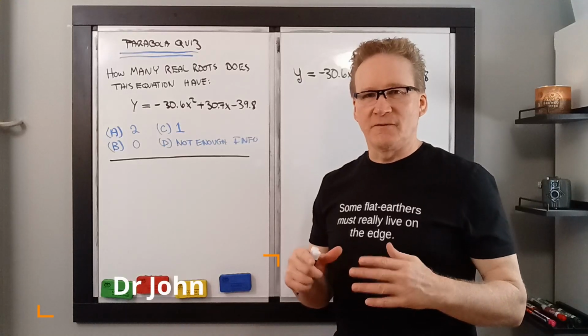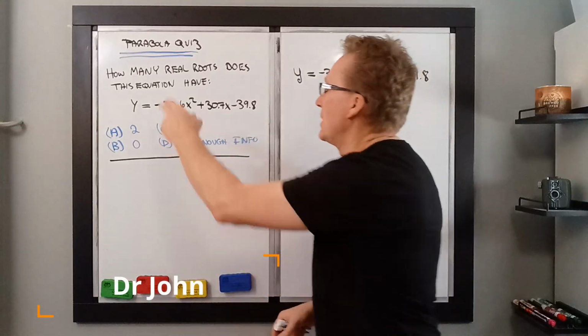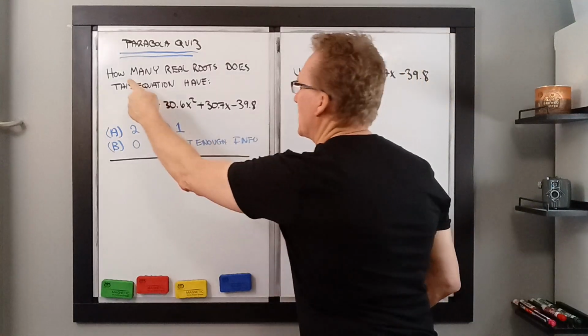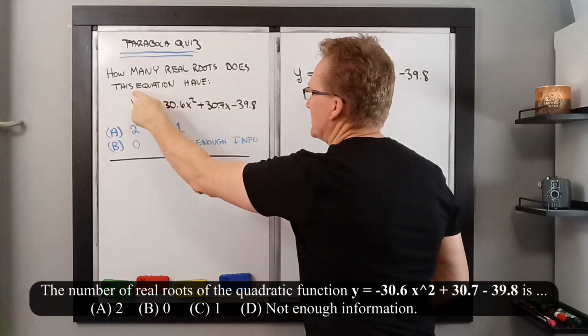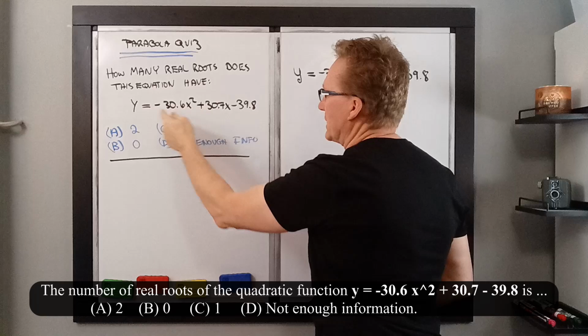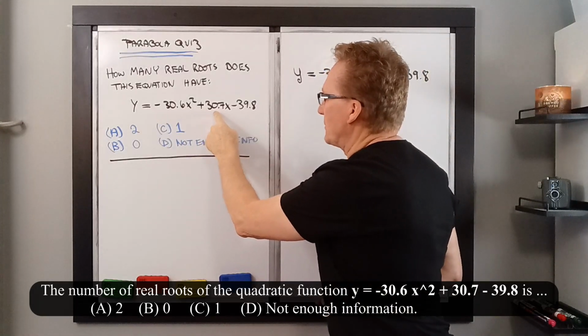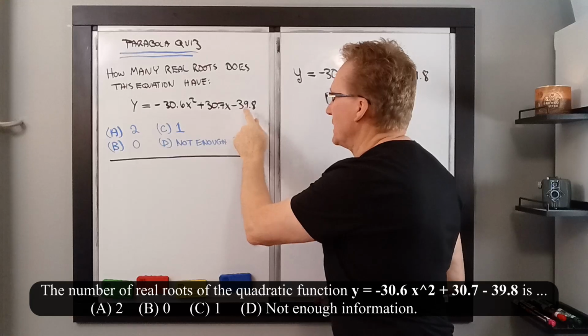Students, this is Dr. John, your physics and math professor, coming to you with another parabola quiz or exam style question. Here they're saying how many real roots does this equation have? So here's a quadratic equation, y is equal to minus 30.6x squared plus 30.7x minus 39.8.